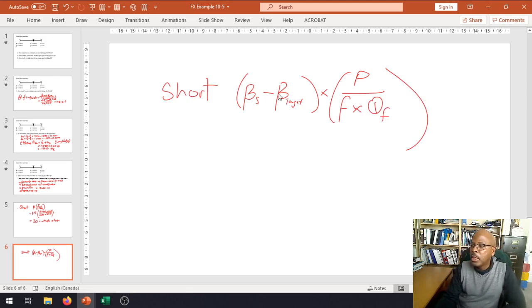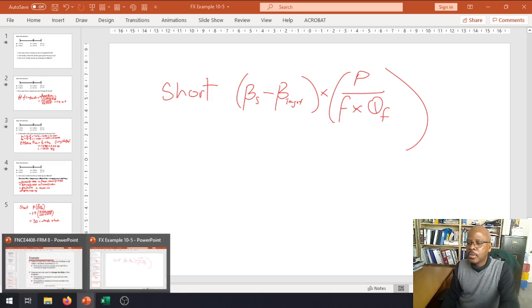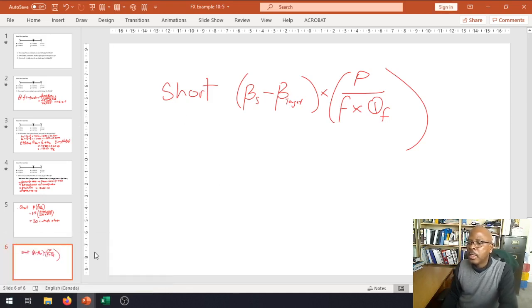Note that if you want to increase the beta here, then the target beta will be bigger than your current beta. If this is the case, then this number would be negative. And so you'd be shorting a negative amount, which means you'd actually be going long. Okay, that's that for now.